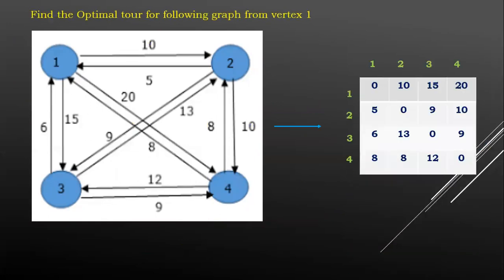The cost adjacency matrix represents the cost from one vertex to another vertex in this graph. In this graph, the cost from vertex 1 to 2 is 10, so we have represented it in the first row, second column. Similarly, from 1 to 3, we have represented it in the first row and third column. Like this, we have represented all the vertex costs in a 4 by 4 matrix, because we have taken only 4 vertices. If we have 5 vertices, we have to take a 5 by 5 matrix. By using this cost adjacency matrix, we can solve the problem.